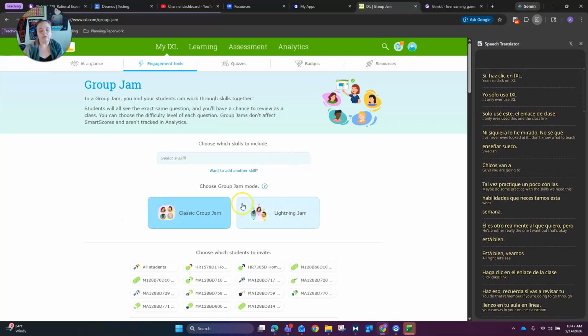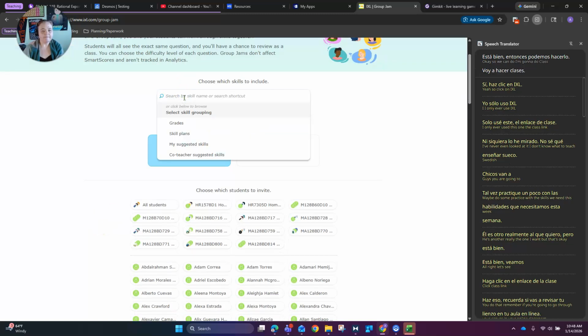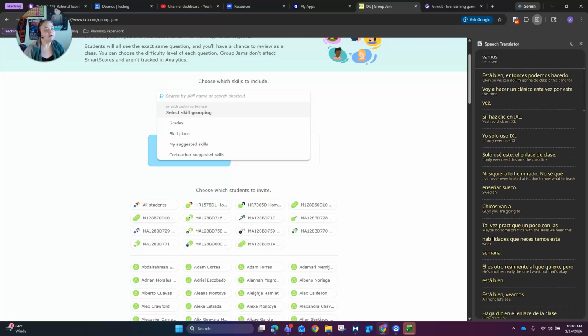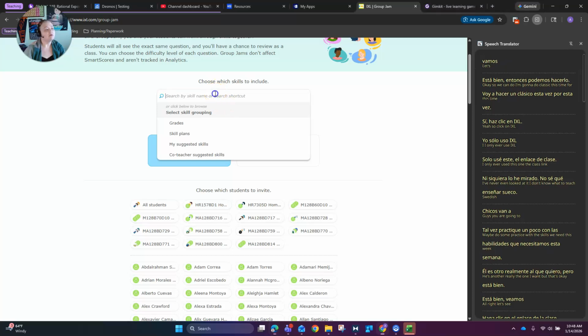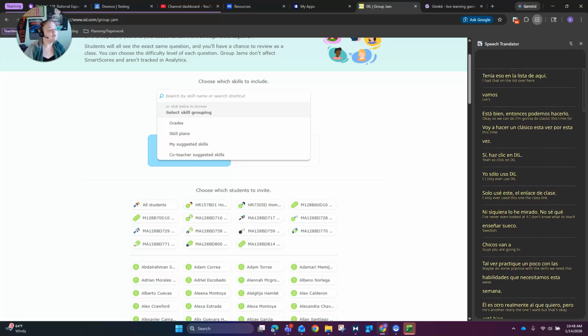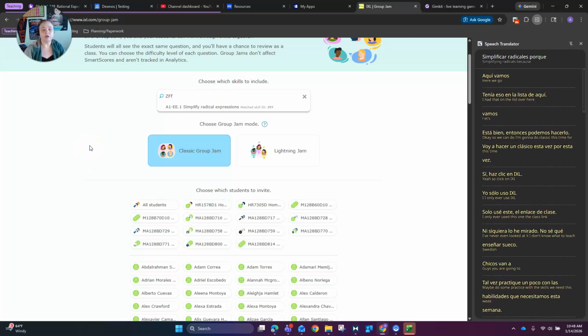Okay, so I'm going to do Classic for this time, because maybe... Let's see. I had that on a list over here. Here we go. Okay, we are going to do simplifying radicals because that's what we've been working on.